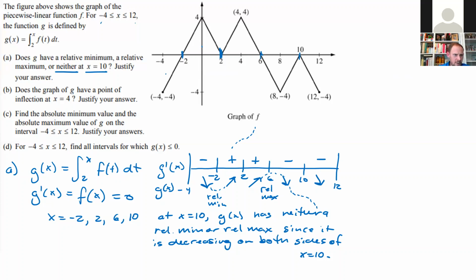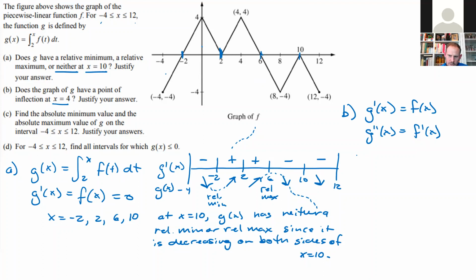Part B, does the graph of g have a point of inflection at x equals 4? Justify your answer. All right, point of inflection. I know I'm going to get blocked by the picture up there. For a point of inflection, we need to look at the second derivative. We've got the first derivative, g prime is f of x. So that means g double prime is f prime of x. We can get whether f prime is positive or negative by where f is increasing and decreasing.